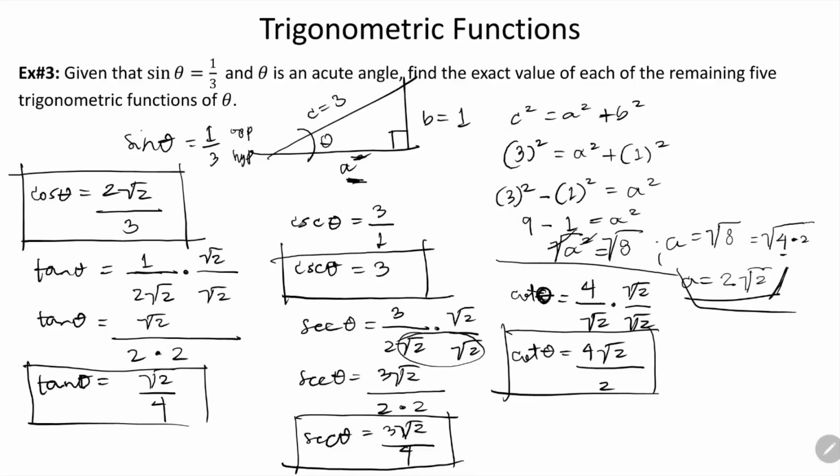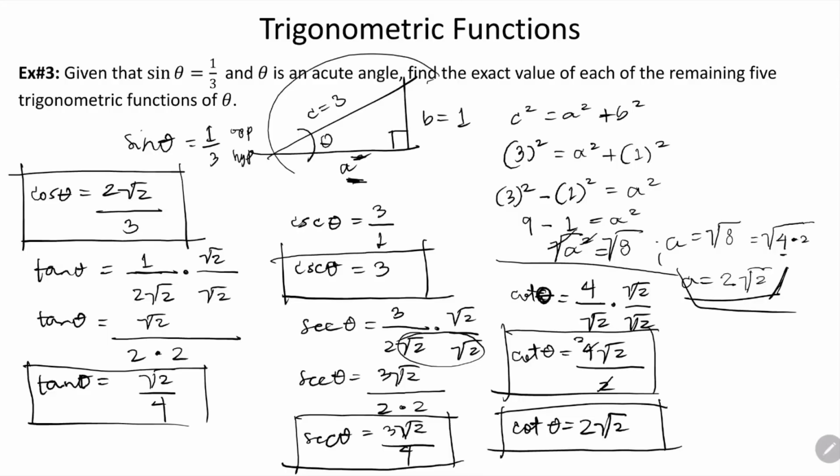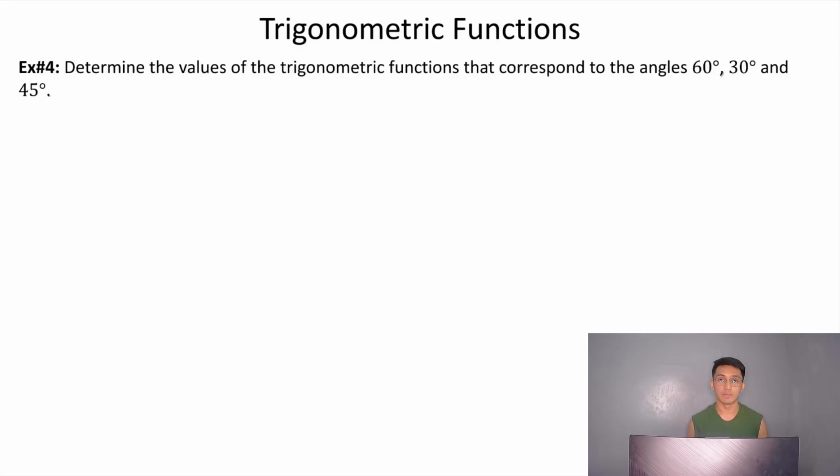Our answer for cotangent theta, 4 square root of 2 over 2, pwede ba natin i-simplify? Pwede ba natin i-simplify as cotangent theta is equal to 4 divided by 2. Pag sinimplify natin yan, 2 na lang. So, cancel ito. This is 2 na lang. We have 2 square root of 2. Ayan. So, this is the answer for all the values of the trigonometric functions of our given triangle. Ito po. So, this is example number 3. Next, we have example number 4.